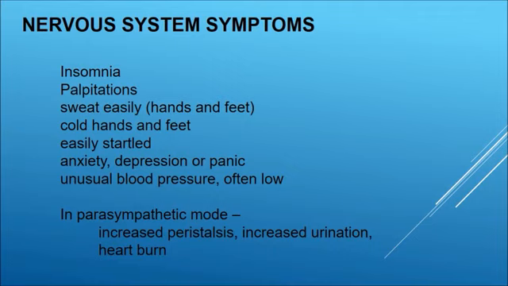Patients with nervous system disorders might have palpitations, insomnia, sweat easily, they might get easily startled, they might experience anxiety, depression, or panic attacks, and they might have unusual blood pressure, quite often low blood pressure. A constant sympathetic dominant patient may also experience digestive disorders, both with eating and with elimination, as both functions require parasympathetic input.